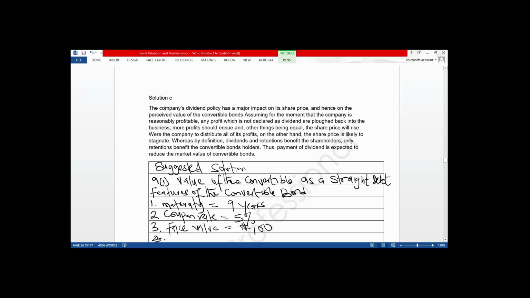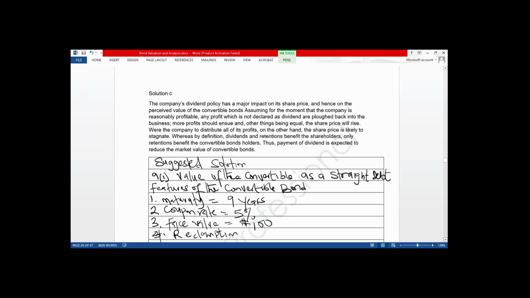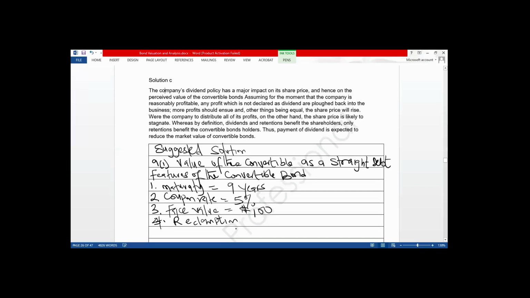4, redemption value of the bond. Examiner says it will be redeemed at par. The par value is 100 naira.